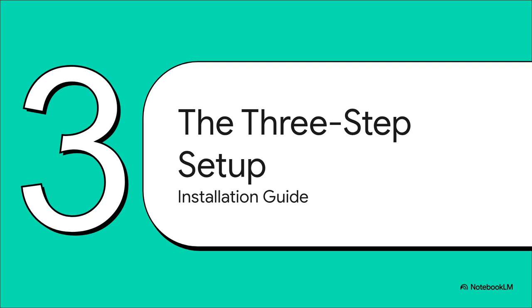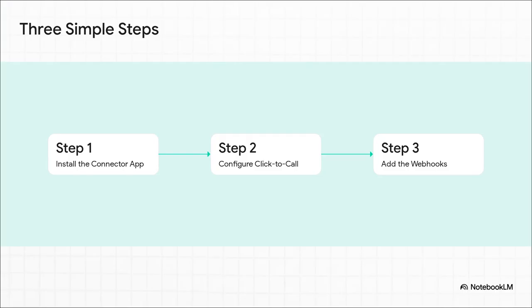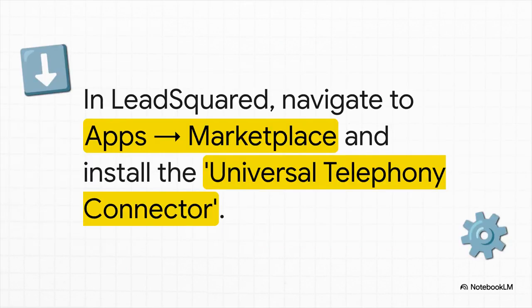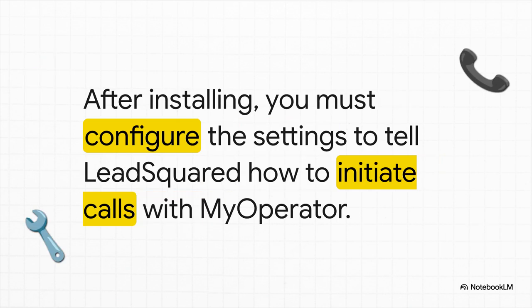And the best part? It's literally just 3 simple steps, and I'm going to walk you through every single one. So here's our game plan. First, we're going to install the Connector app from the LeadSquared marketplace. Second, we'll configure the click-to-call settings. And then finally, we'll pop over to MyOperator and add the webhooks to complete the connection. It's as simple as that. Okay, let's get started with step 1. When you're logged into your LeadSquared account as an admin, just head over to the Apps section and then click on Marketplace. In that search bar, just type in Universal Telephony Connector, find it, and click Install. And that's it for step 1. See? Easy. All right, on to step 2.